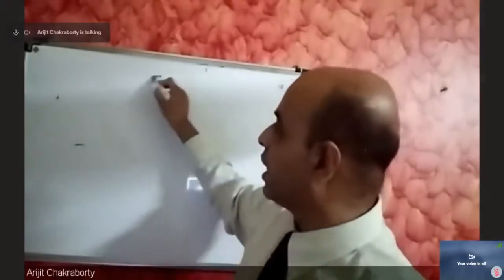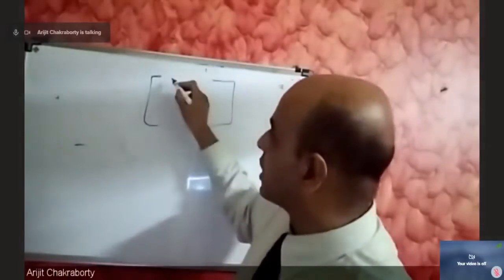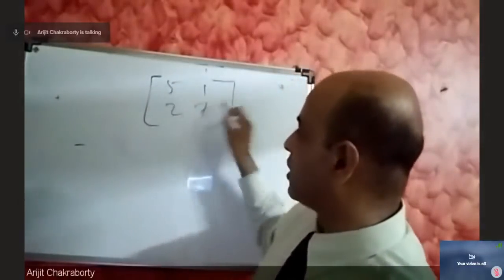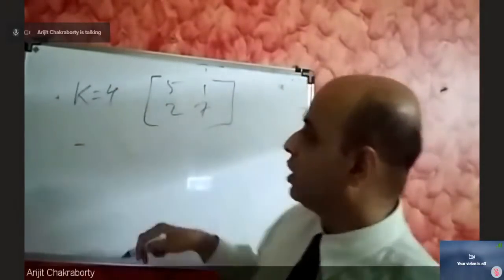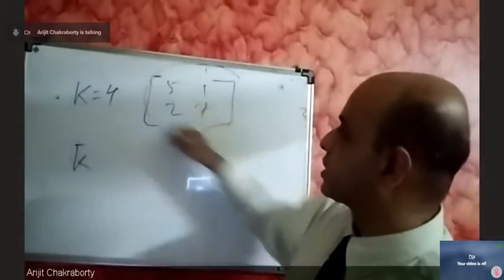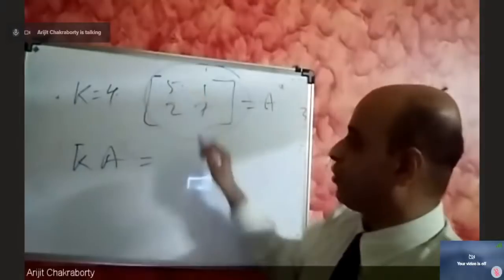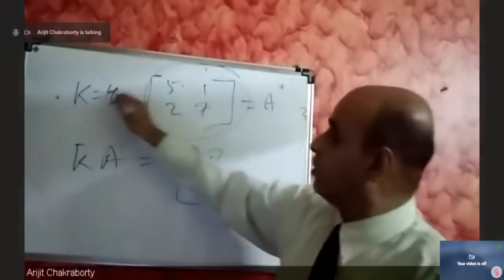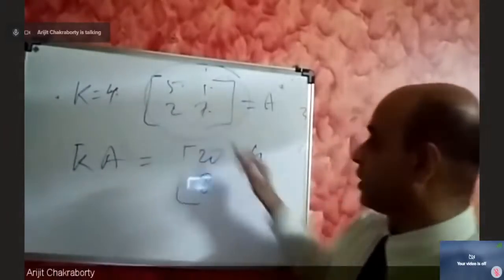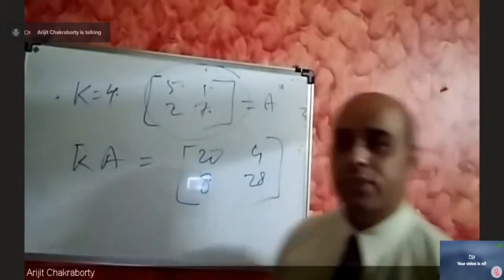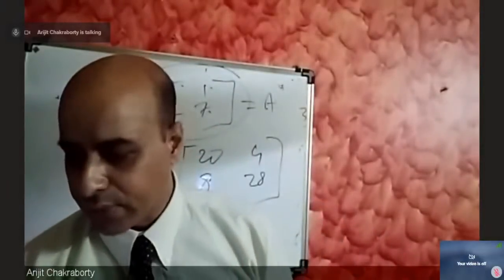For the scalar matrix, let's take a matrix 5, 1, 2, 7, and K equal to 4. So K times this matrix, say A. So KA is 4 into 5, so the new matrix is 20; 4 into 1 is 4; 4 into 2 is 8; and 4 into 7 is 28. Okay, so this is scalar multiplication. Diagonal matrix we have done. Unit matrix we have done.